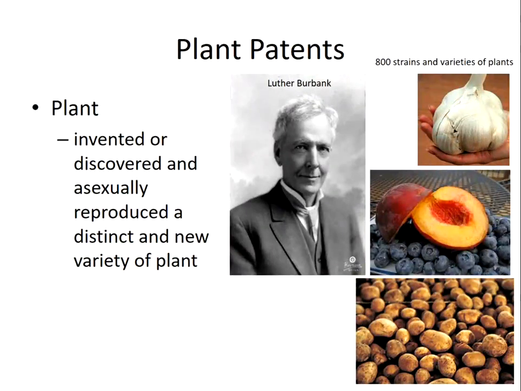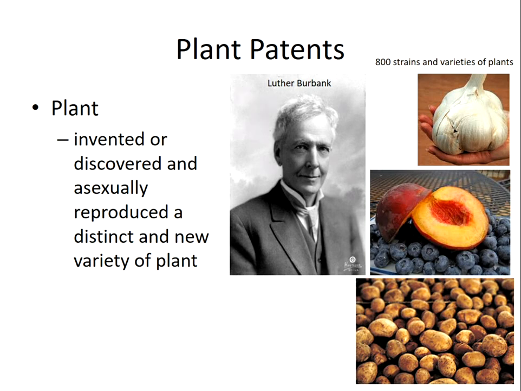We're going to talk about a few different types of patents. The first one that you probably are not familiar with is plant patents. Plant patents are for plants invented or discovered and asexually reproduced, so not just breeding different types of plants, but creating a new, distinct variety of plants. A new variety called elephant garlic, really big, and these are all by Luther Burbank. He's kind of like the king of plant patents.